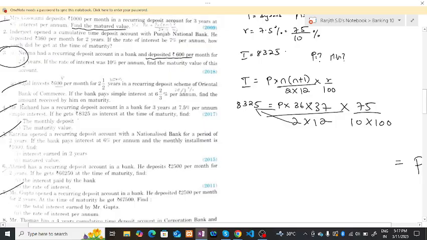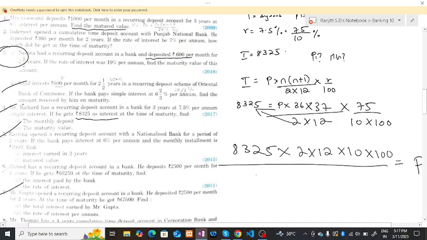Depositing for 3 years. For 3 years, 3 twos are 6, 3 12s are 36. For 7.5, 75 divided by 10. Okay. 8325 as the interest at maturity. He gets interest at the time of maturity. Find the monthly deposit. 8325 into 2 into 12 is the formula value. 2 into 12, 10 into 100, divided by 36 into 37, 75.